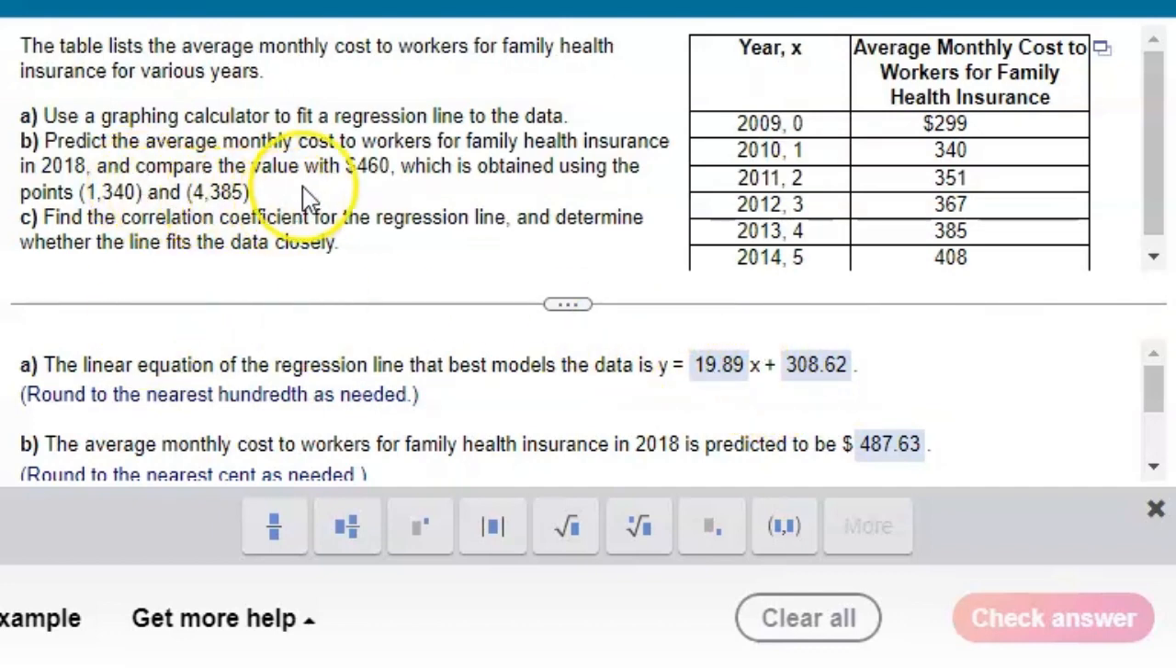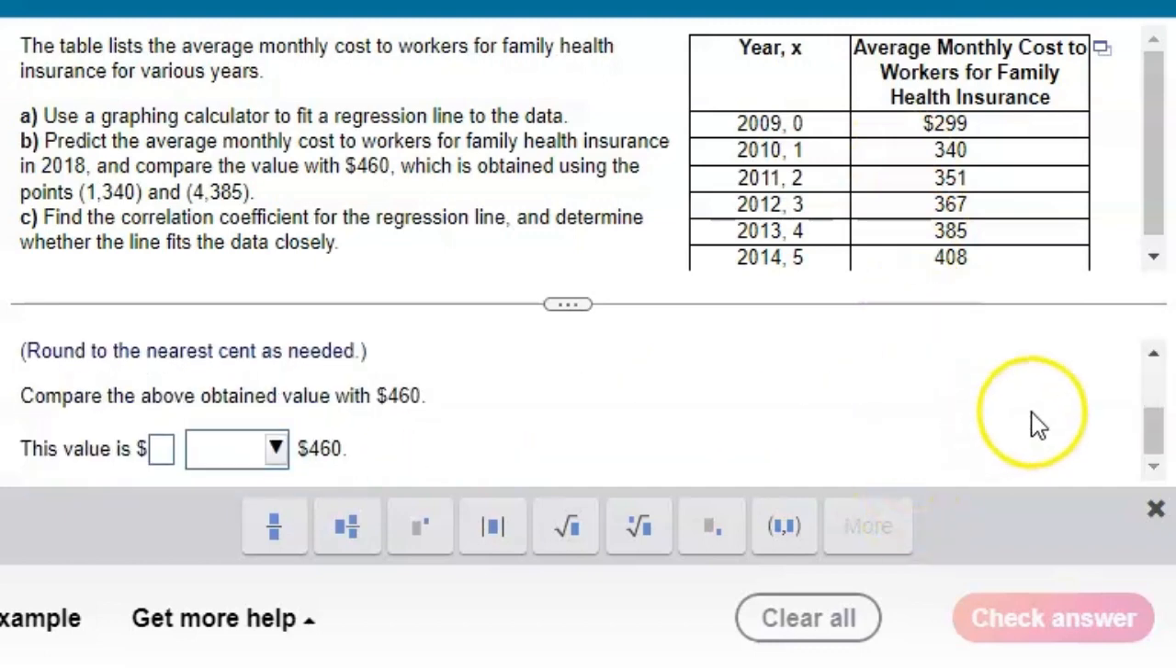Now it also says compare the value with 460, which is obtained using the points (1, 340) and (4, 385). So notice we have these two data points here, (1, 340) and (4, 385). And if we were to just draw a straight line through those ordered pairs, what would that give us at year 9? Okay, and it turns out it would give you $460. Now notice that's not the same as this. So we expect this model probably to have more predictive value than if we just take those two data points here.